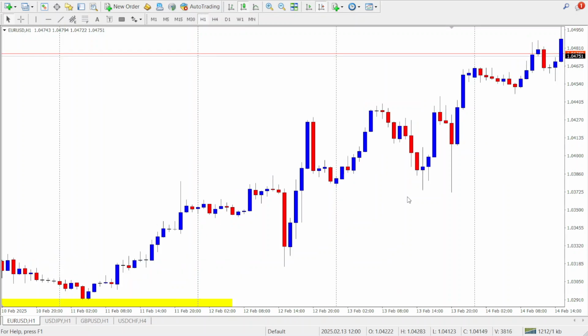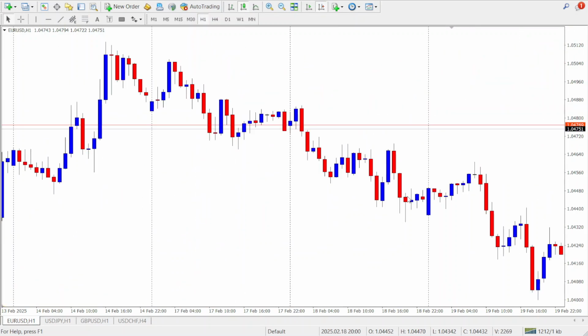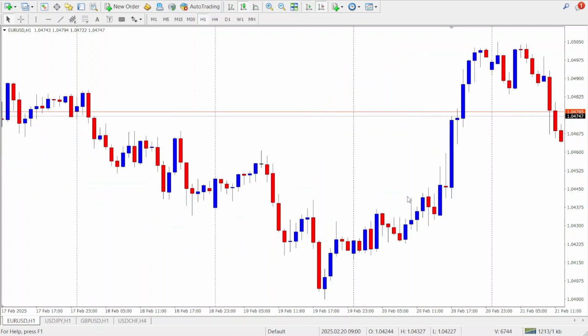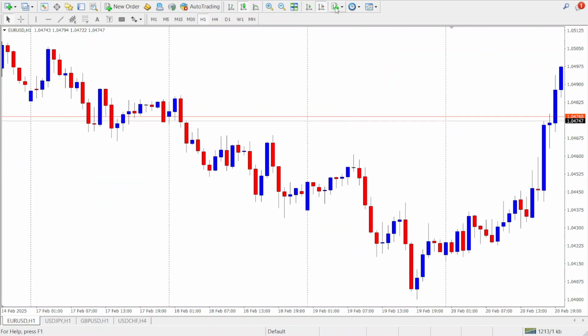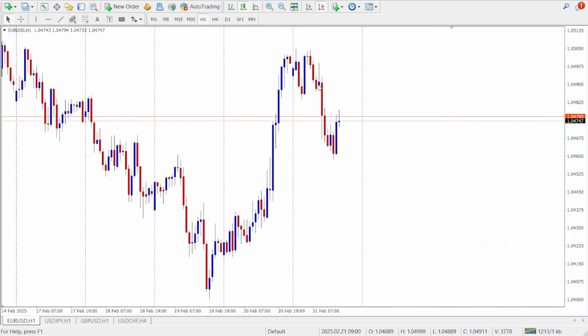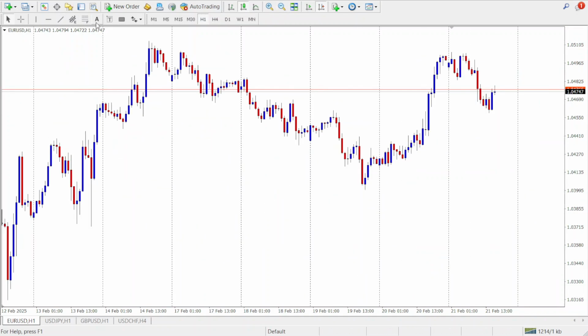A supply zone is where we have selling pressure. A supply zone is a price area where there is a large concentration of sell orders. So when price reaches this zone, it typically drops because sellers step in aggressively.